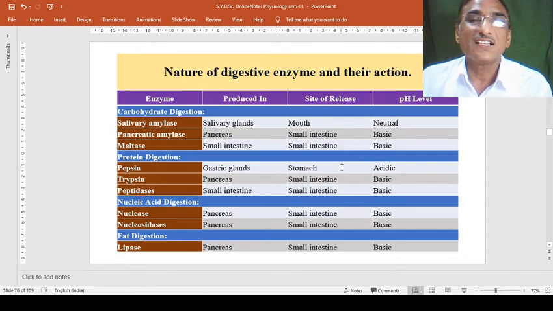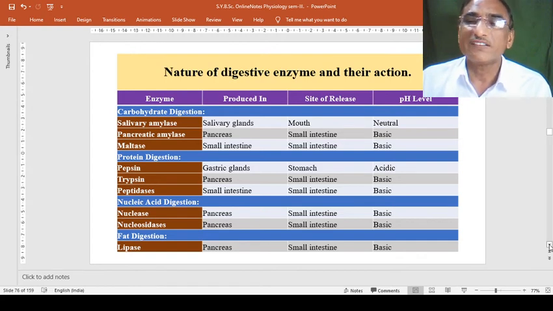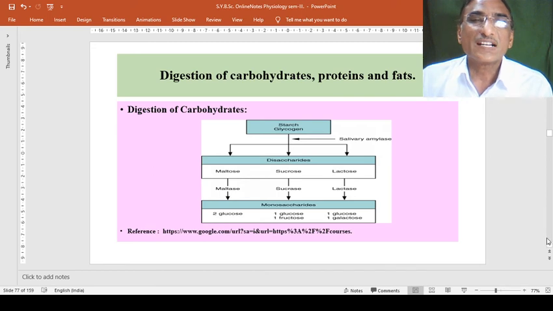We can say that the parietal cells which secrete hydrochloric acid, as we have seen in stomach digestion, are acidic in nature; the remaining are basic. So this is a very simple chart or table which gives the idea of the enzymes, their respective organs, and the acidic, basic or neutral level. So at last we will see how the digestion of carbohydrates, proteins and fats takes place.